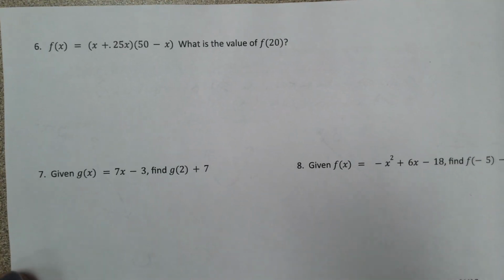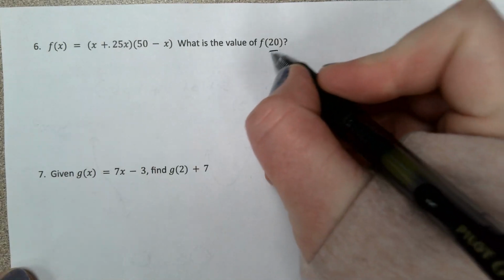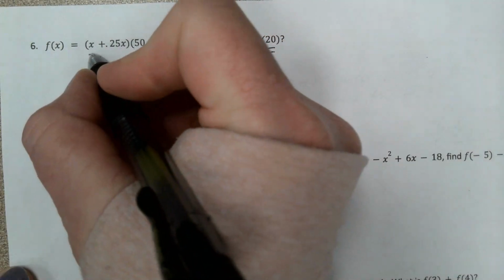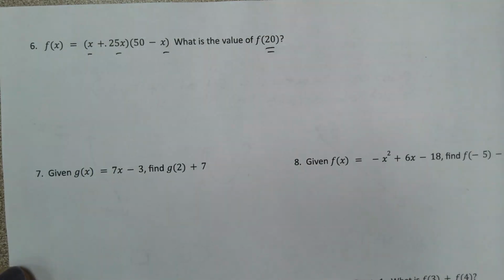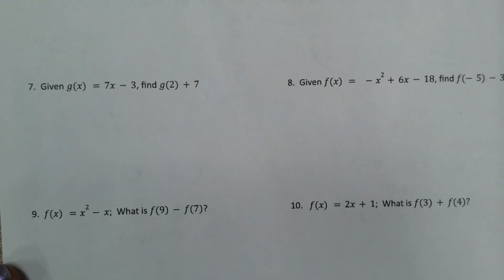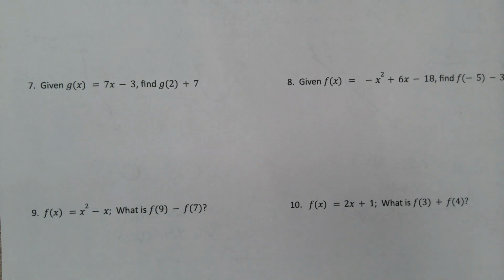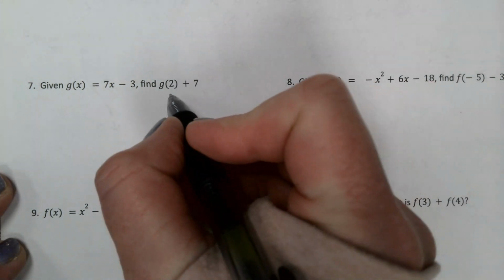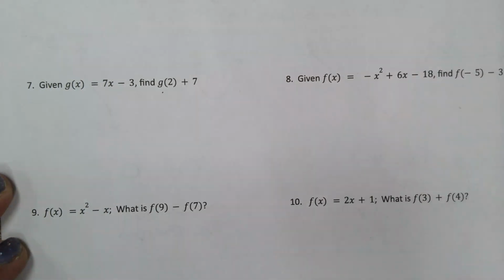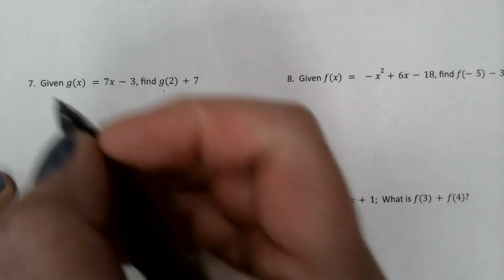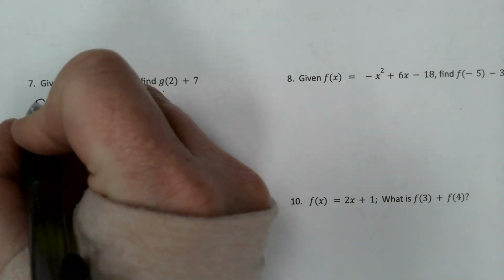Number 6, you just have to plug 20 in to 3 spots and then multiply it. Here, number 7, we have something a little bit different going on. We want to find g of 2 plus 7. All right, so let's find g of 2 first.